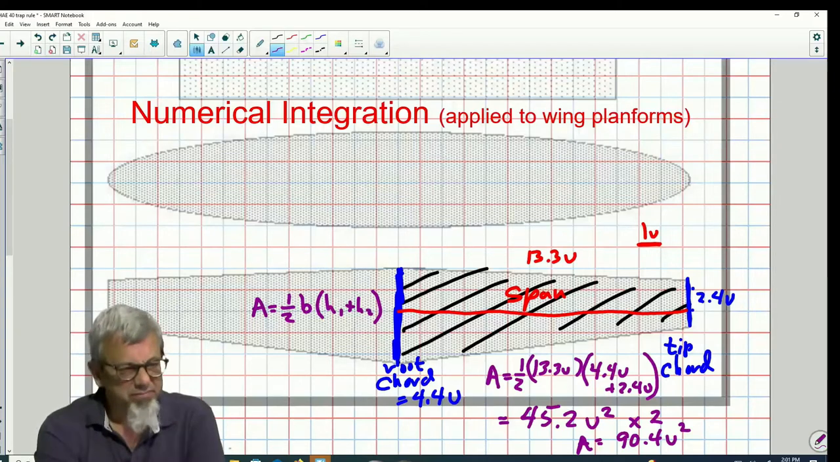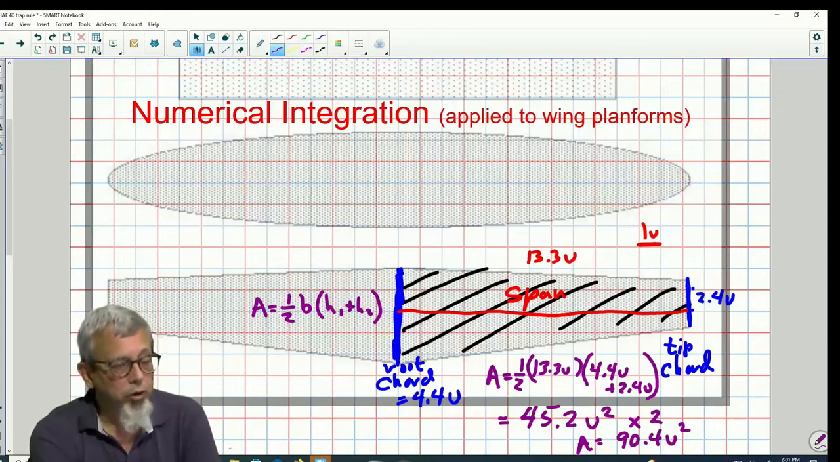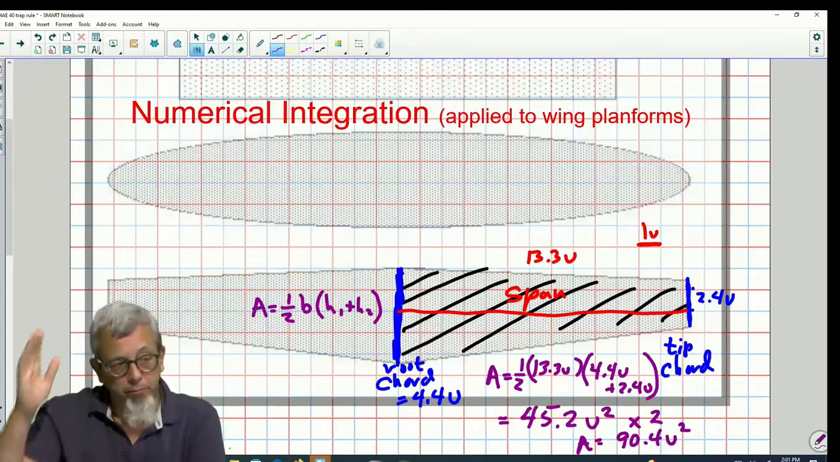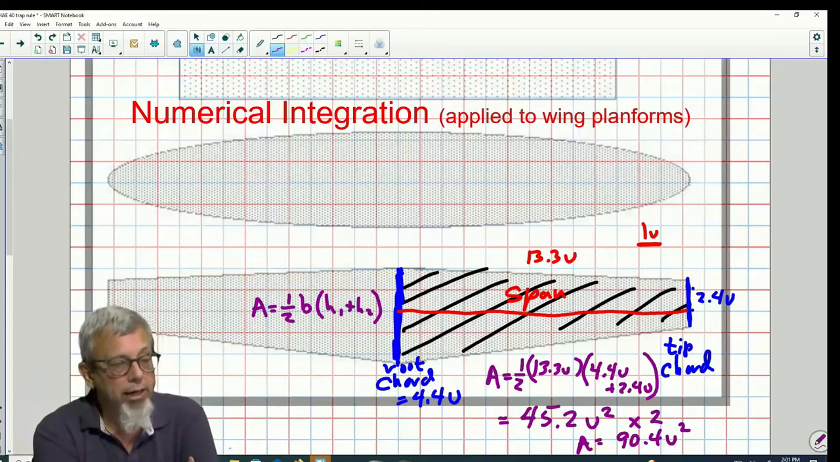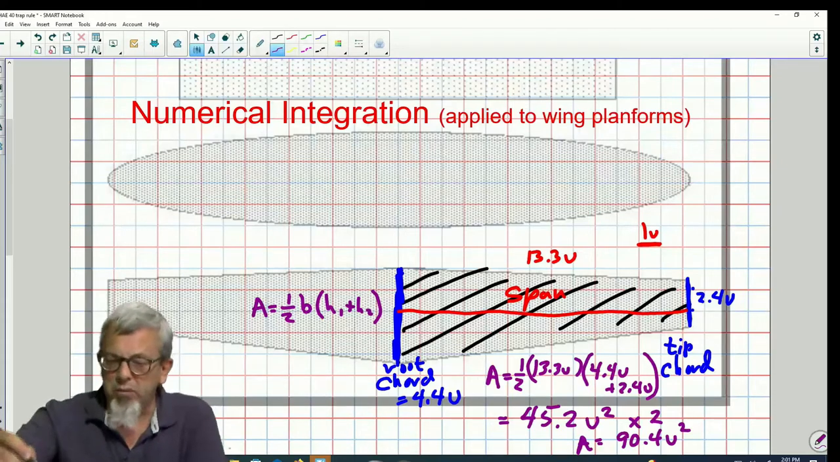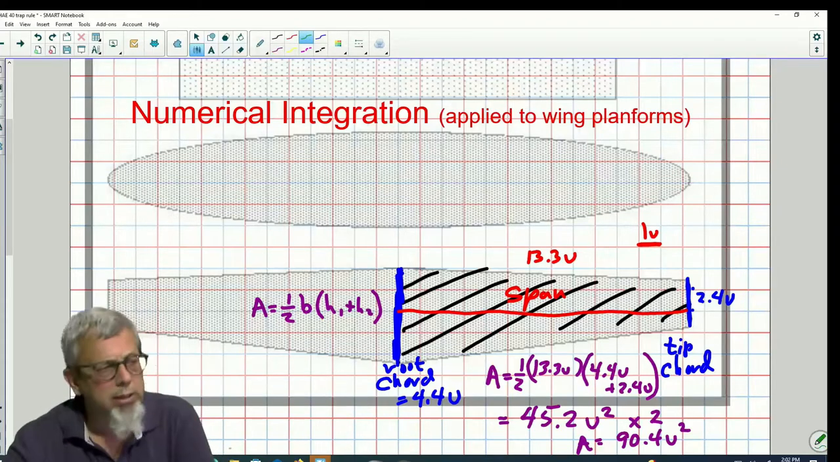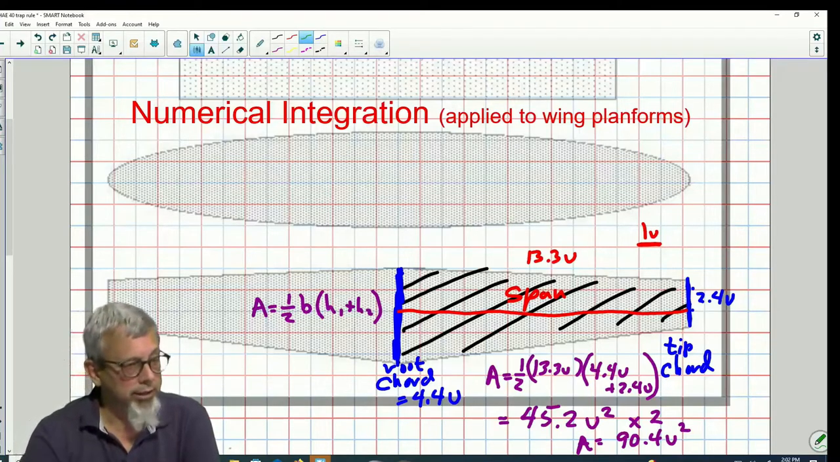However, now we're going to look at the wing that's up above it. Now, if you look at that wing, you can say, oh, that's an ellipse. I happen to know the formula for an ellipse, and we might be able to calculate that using the formula for an ellipse, but that's not what I'm going to try to do right now. What I'm going to do instead is recognize the method that we just used, where I took the wing and sliced it vertically and created trapezoids. And if I look at this wing, I'm going to do a similar thing.